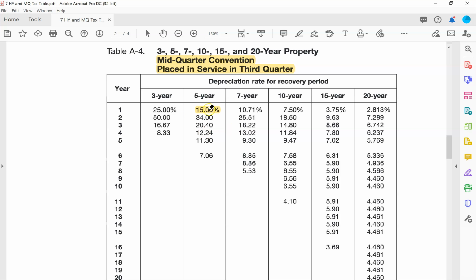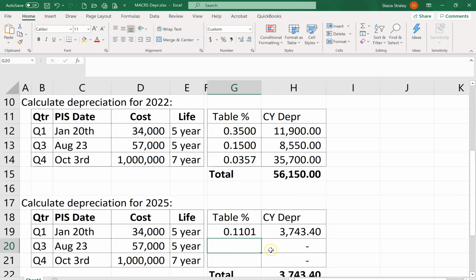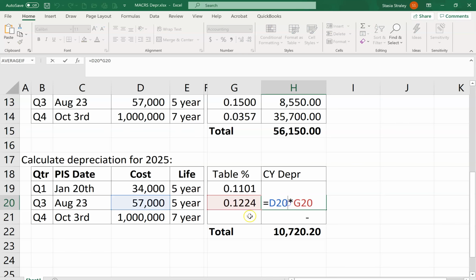So that's totally fine. We're just going to count down years, same as we did before. So we started in 2022, 2023, 2024, 2025. So now we're on 2025. So 2022, 23, 24, 25. So we'll be right here. So 12.24. So this will be 0.1224. Again, that's just multiplying across. You can see those two numbers there.